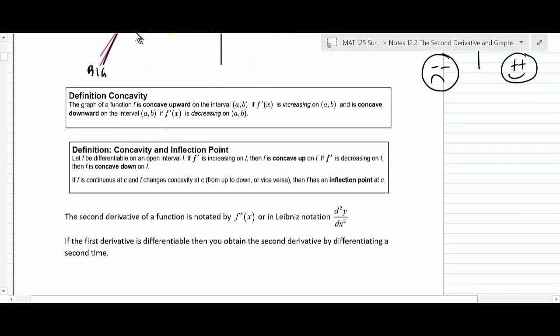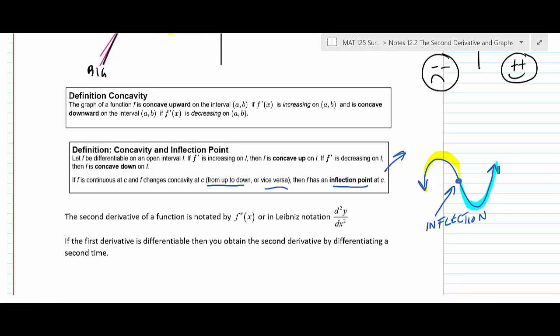An inflection point is a place where the concavity changes from up to down or down to up. For instance, if you had a graph that looked like this, right here would be what we call an inflection point. That's a good little sketch to make. You're concave down there, and then you're concave up there. Wherever the concavity changes from one to the other, you have what you call an inflection point. That's a point on the graph where the concavity changes. So that's kind of what concavity is.